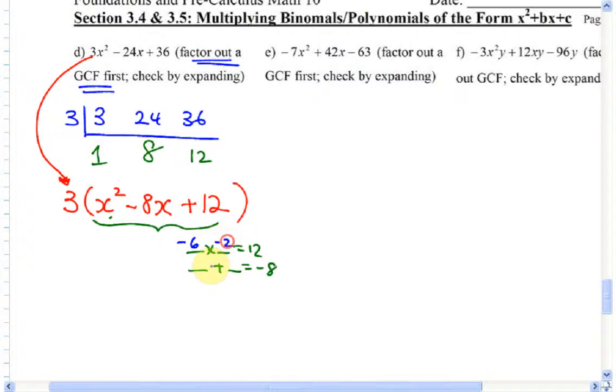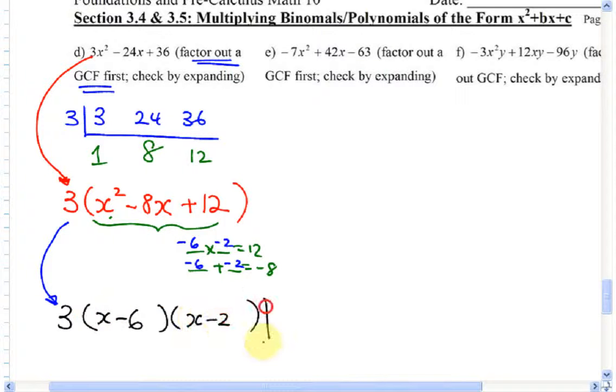-6 and -2, correct. So what that means is you can now take this and let's rewrite it as 3. And instead of having that trinomial, we're going to put this into 2 brackets. That'll be x minus 6 and also x minus 2. Congratulations, you are done. Okay?